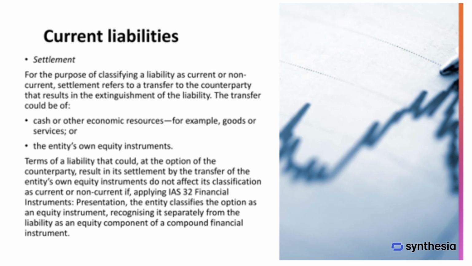For the purpose of classifying a liability as current or non-current, settlement is defined as a transfer to the counterparty that results in the extinguishment of the liability. This transfer can take the form of cash or other economic resources, such as goods or services. It may also involve the entity's own equity instruments. In cases where the terms of a liability allow the counterparty to choose settlement through the transfer of the entity's own equity instruments, the classification of the liability as current or non-current is not affected, provided that in line with IAS 32 Financial Instruments: Presentation, the entity classifies this option as an equity instrument and recognizes it separately from the liability as an equity component of a compound financial instrument.